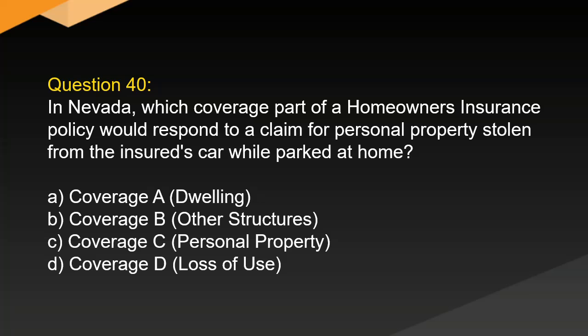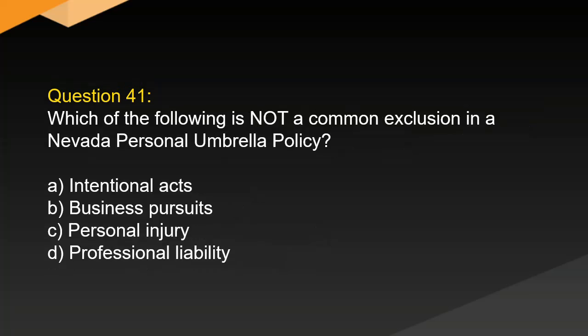Question 40. In Nevada, which coverage part of a homeowner's insurance policy would respond to a claim for personal property stolen from the insured's car while parked at home? A. Coverage A, covered dwelling. B. Coverage B, other structures. C. Coverage C, personal property. D. Coverage D, loss of use.